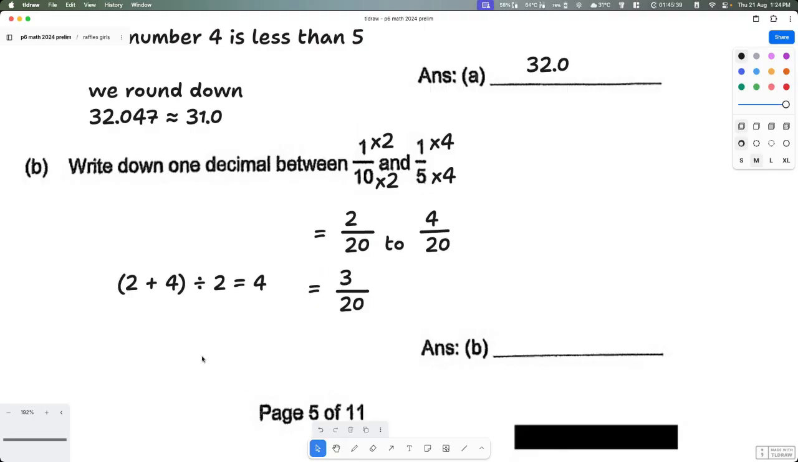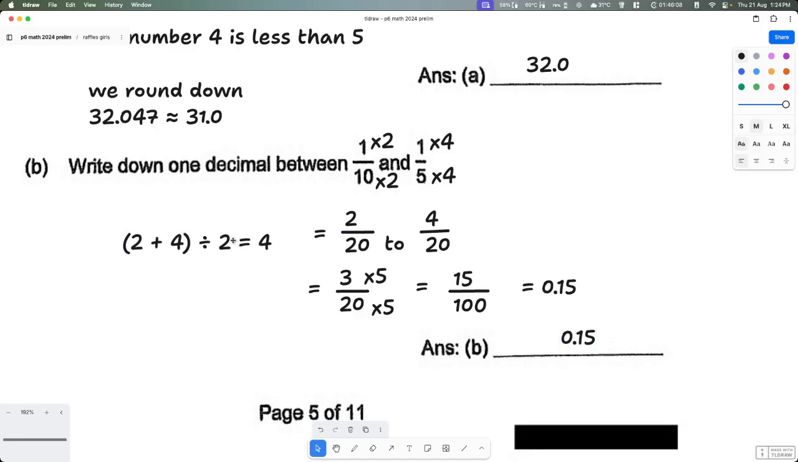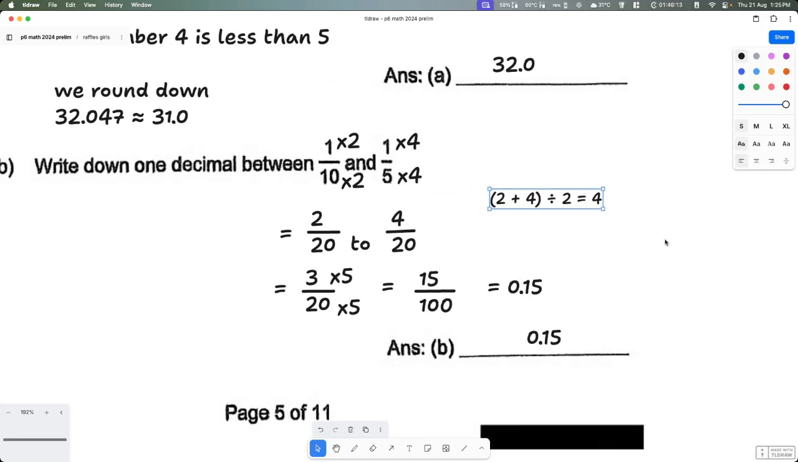So that means we times 5 on the top and bottom. So this will be 15 out of 100, which is equal to 0.15. So the answer is 0.15. There you go. That's the answer. Okay, so let's move on to the next question.